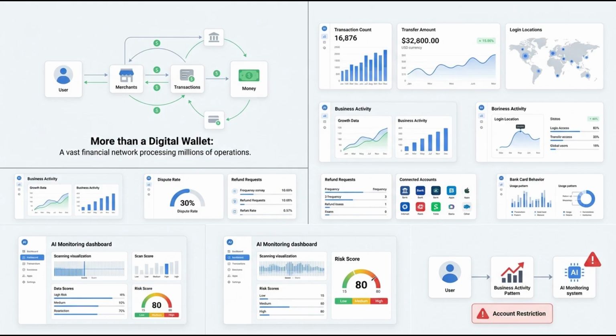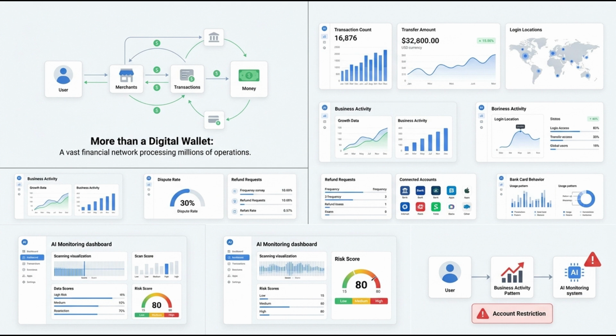Before discussing freezes, we must grasp a key point. PayPal isn't just an e-wallet. It's a huge financial system handling billions of dollars daily, processing millions of financial transactions every day. That's why the company relies on AI systems and advanced algorithms to monitor for suspicious activities. These systems don't wait for someone to complain about you.